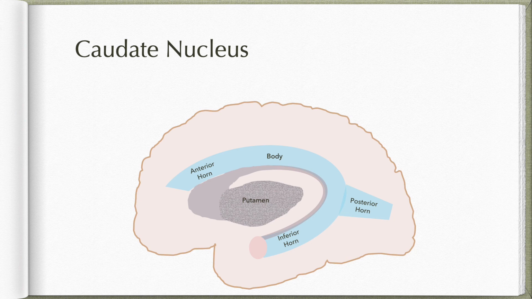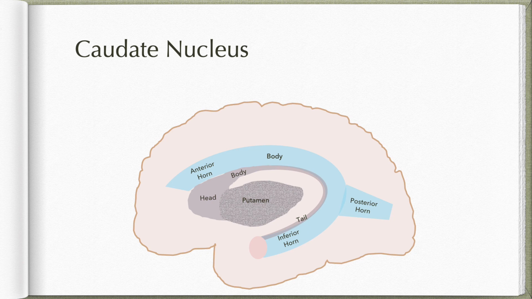It has three different parts. The anterior larger part is known as head. The head will continue backwards as body, and the body will taper down into the temporal lobe as the tail of the caudate nucleus.